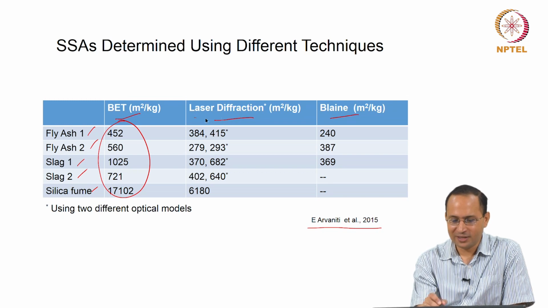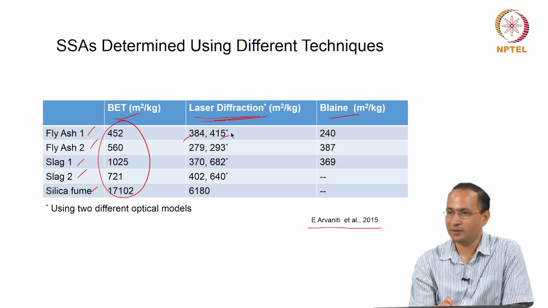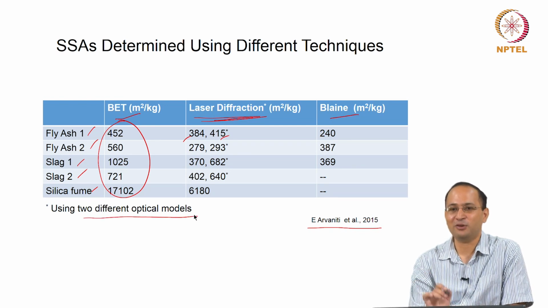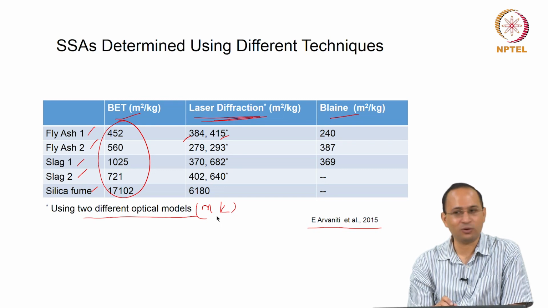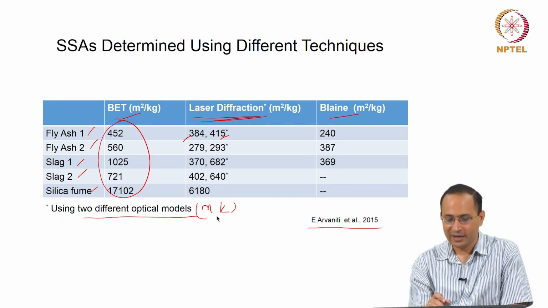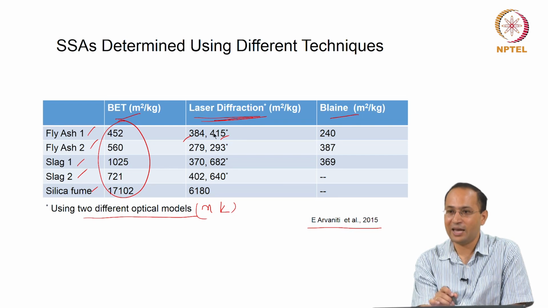Also notice that laser diffraction is very critical to the optical model you use. A lot of times we do not pay attention to that. So, here you get two different values for the same material. I put a star for two different optical models. What does that mean? Different values of n and k. n is the refractive index of your particle, and k is the absorption coefficient. In this case I think the n value was the same, but k was changed, so it gives you different numbers. So, very important when you do these tests, you have to know the limitations, the assumptions, and what optical model you chose. That is why you see two different values here. Okay.